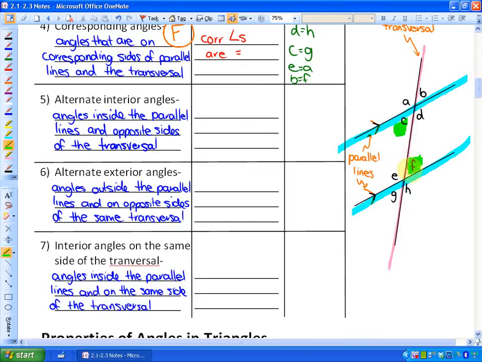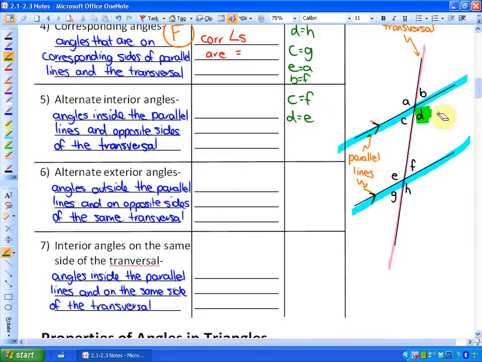C and F are inside the parallel lines, so one is below and one is above, and they're on opposite sides of this transversal. And if you look at them carefully, you'll see that they look like they are the same measurement, and they are. So C is equal to F, and another pair of alternate interior angles are angle D and angle E. They are inside the parallel lines and on opposite sides of the pink transversal line. So angle D is equal to angle E.